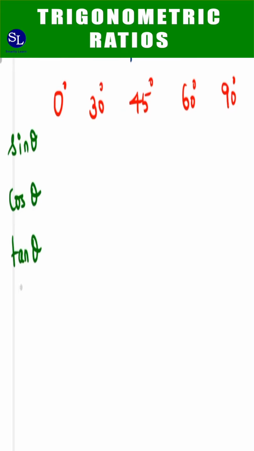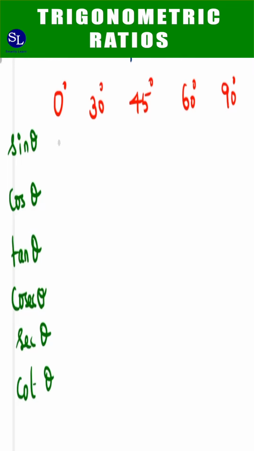Now comes the derived ratios. Sine theta's inverse, that is the cosecant theta. Next is the secant theta, and finally the cot theta. So the first thing that we have to remember is the first row alone, let's memorize it and reproduce. All the other rows we can generate from there.